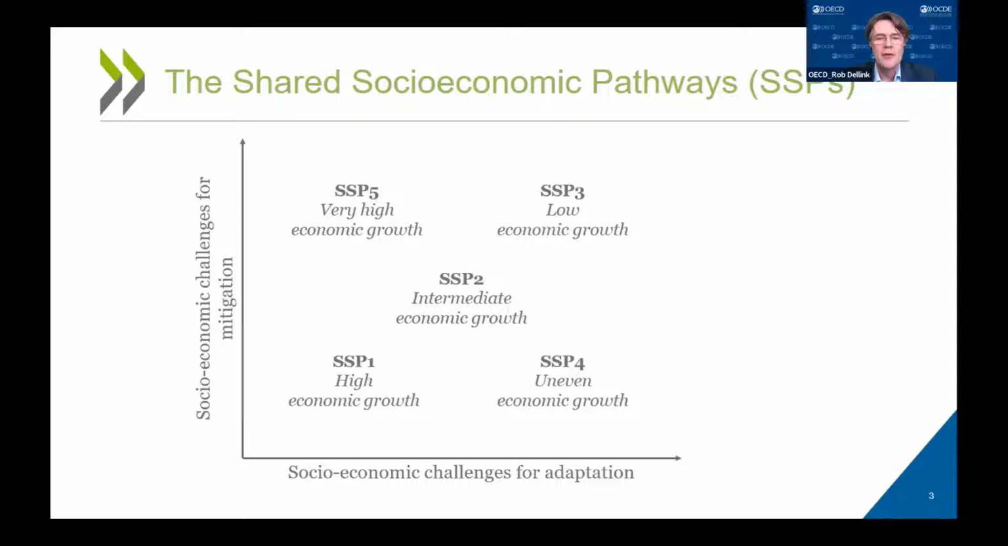SSP1 has higher economic growth, SSP5 has very high economic growth, whereas SSP3 has low economic growth and SSP4 uneven economic growth. So you see that there are differences in the growth, but also in the speed of convergence, the speed of technology development, etc., across the SSPs. I should warn you beforehand, we don't have the projections yet for all the SSPs, so in my results section I'm only going to talk about SSP2 for the moment, and we're going to spend the coming weeks identifying the other SSP scenarios.